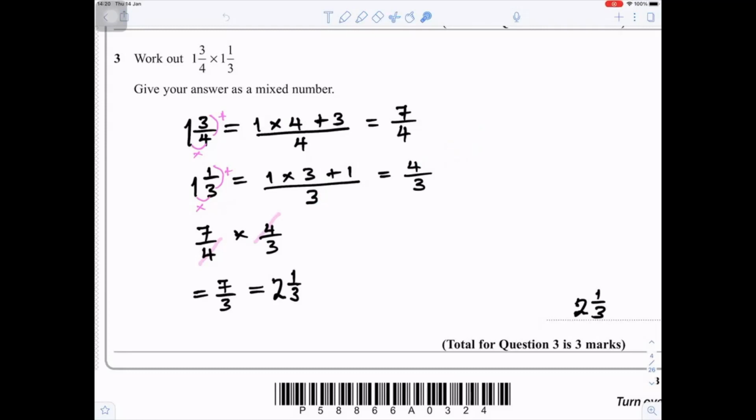So now we multiply 7 over 4 times 4 over 3. The 4 will cancel, from the top and the bottom, and you're left with 7 over 3. 7 divided by 3: 3 plus 3 is 6, plus 1 is 7. So there are 2 threes, remainder 1. So the answer is 2 and 1 over 3, because 7 divided by 3 is 3, 3, and 1. 3 plus 3 is 6 plus 1 is 7. So it's 2 threes, remainder 1, so 2 and 1 over 3.